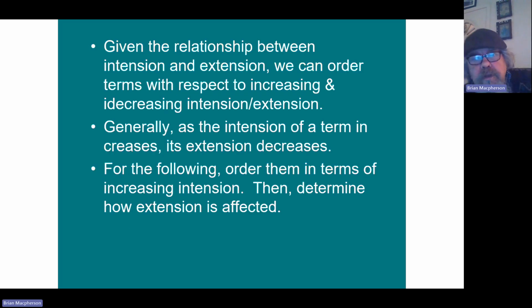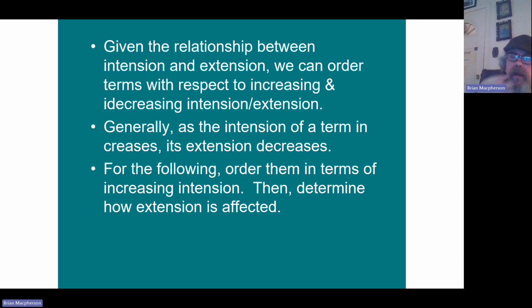Given the relationship between intension and extension, we can order terms with respect to increasing intension and decreasing extension. Generally, not always, but generally speaking, as the intension of a term increases, its extension decreases. So the more traits that something must have to be in the extension of a term, the more the extension decreases.